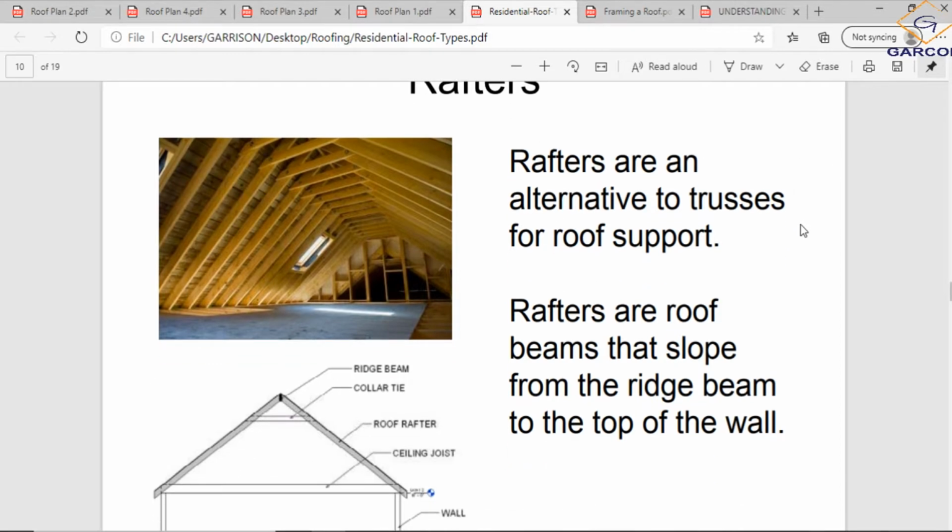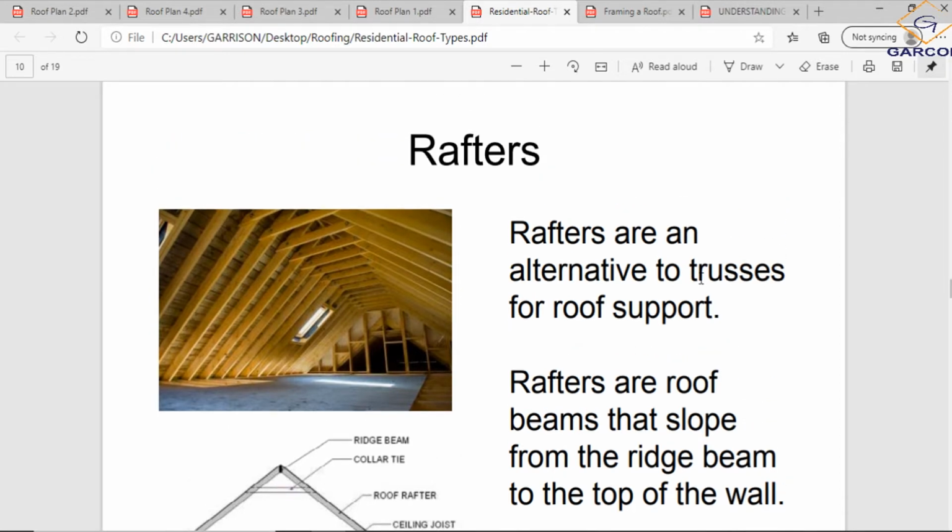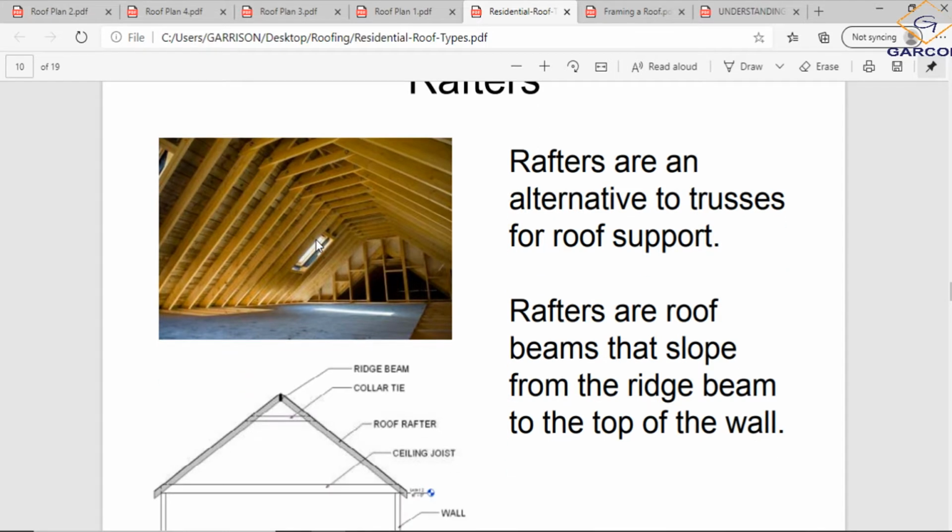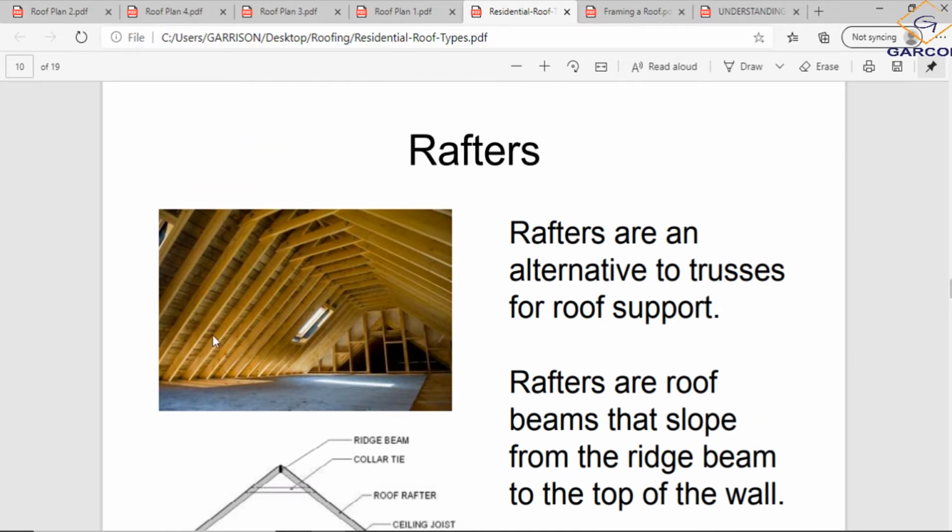Rafters are roof beams that slope from the ridge beam to the top of the wall. So the rafters are sloping like this, coming from the ridge beam, which is the middle piece up here, all the way down to the top of the wall. These are basically braces; we call them collar ties. Rafter, collar tie, and the ridge beam runs in the middle. Right in the middle, they call it the ridge.